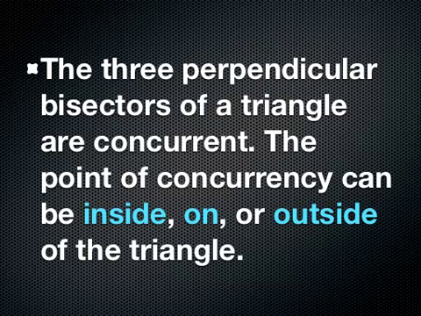Your point of concurrency of the three perpendicular bisectors is going to be inside of the triangle when you have an acute triangle. The point of concurrency will be on the triangle when you have a right triangle. And then the point of concurrency will be outside of the triangle when you have an obtuse triangle. And that will always be the case. So inside when it's acute, on the triangle when it's a right triangle, and outside the triangle when it's an obtuse triangle.